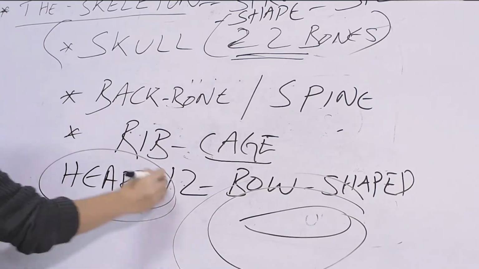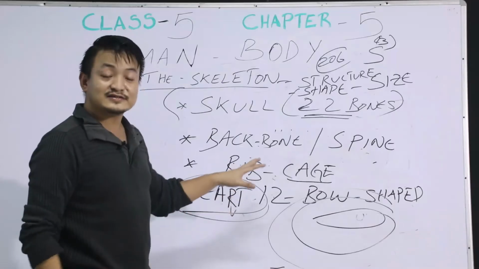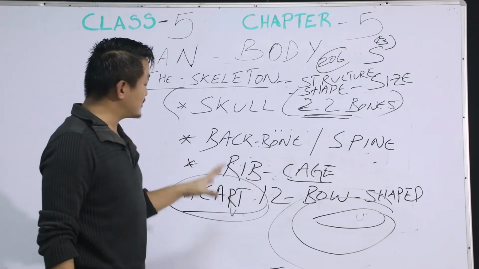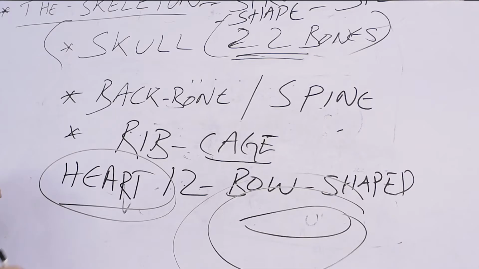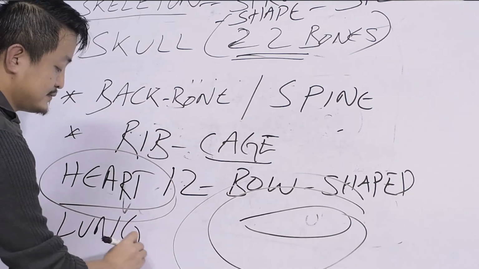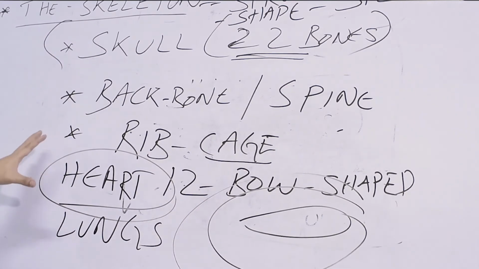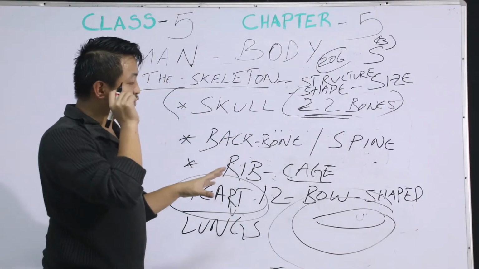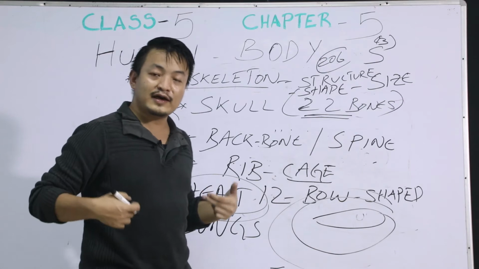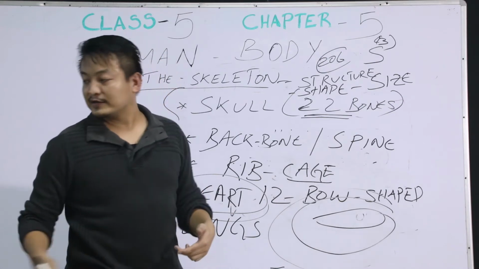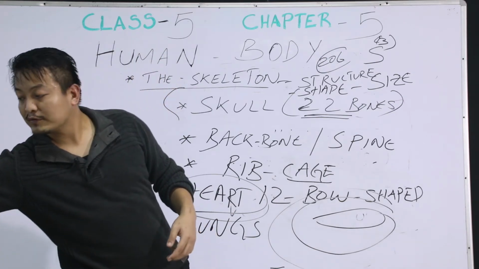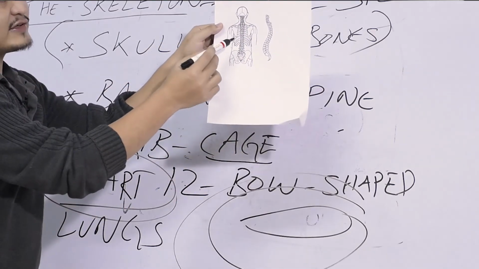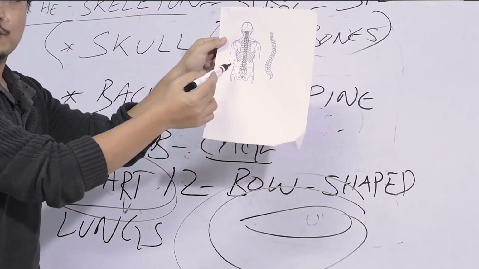This heart is protected inside this cage. So you will find this one here. Now you can refer to your textbook, you can refer to the diagram, as well as the lungs. Clear? So this is what you have to remember. Now, this rib cage is joined with the breastbone and the backbone. I will show you here.